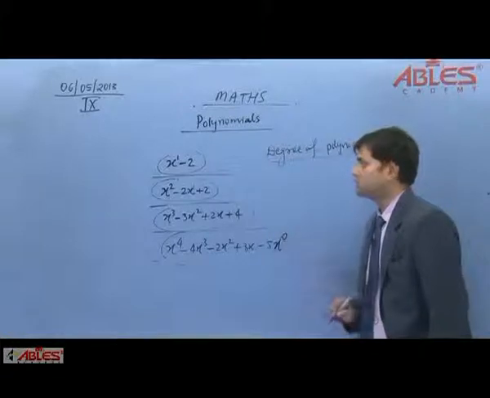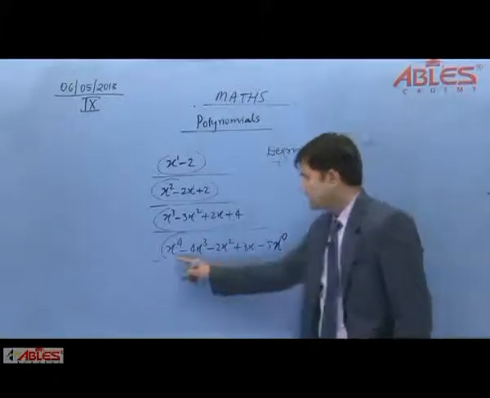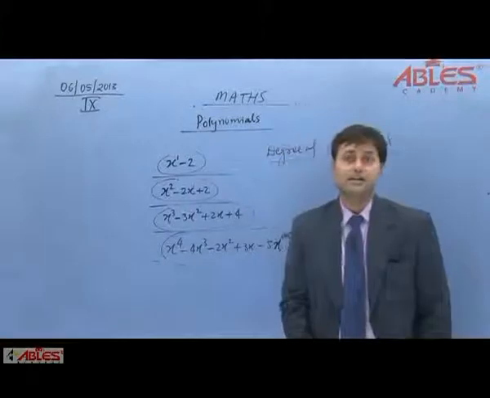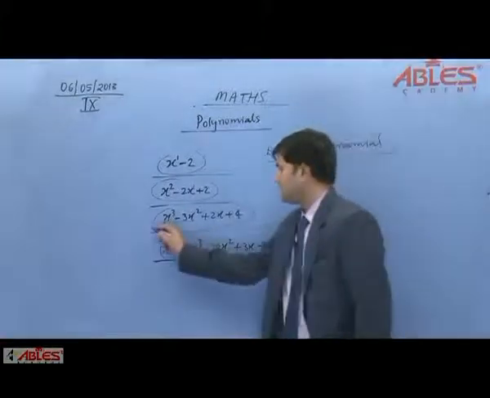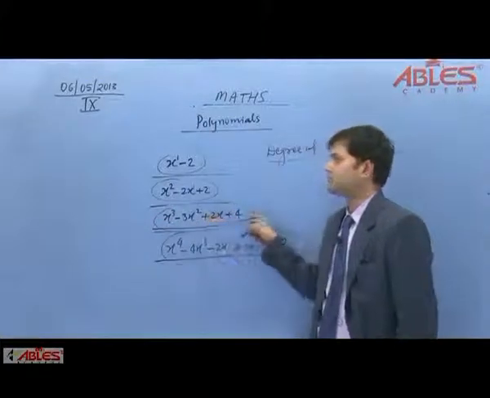That means x power 0. Okay. So the highest power available is 4. So we can say that the degree of this polynomial is 4. Okay students. So similarly, can you decide what is the highest power of this?